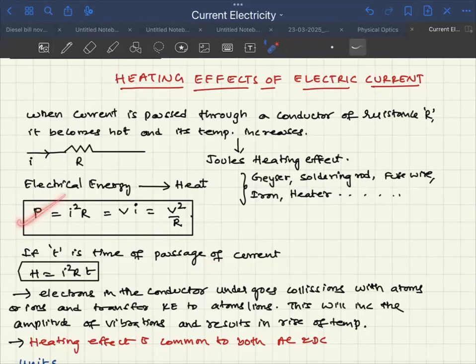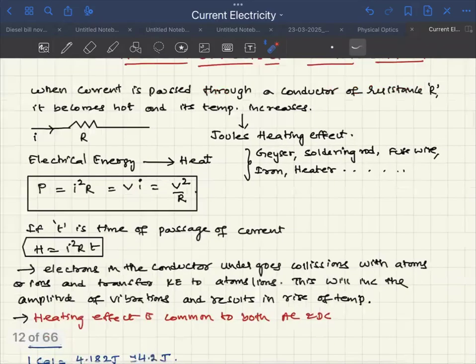Whatever the power delivered, it is written as I square R or VI or V square by R. Three forms: I square R, I into V, or V square by R, whatever it is. Suppose this is the power delivered, right? So suppose you have passed this current for a time T, then power into time gives heat. I square R into T gives heat.